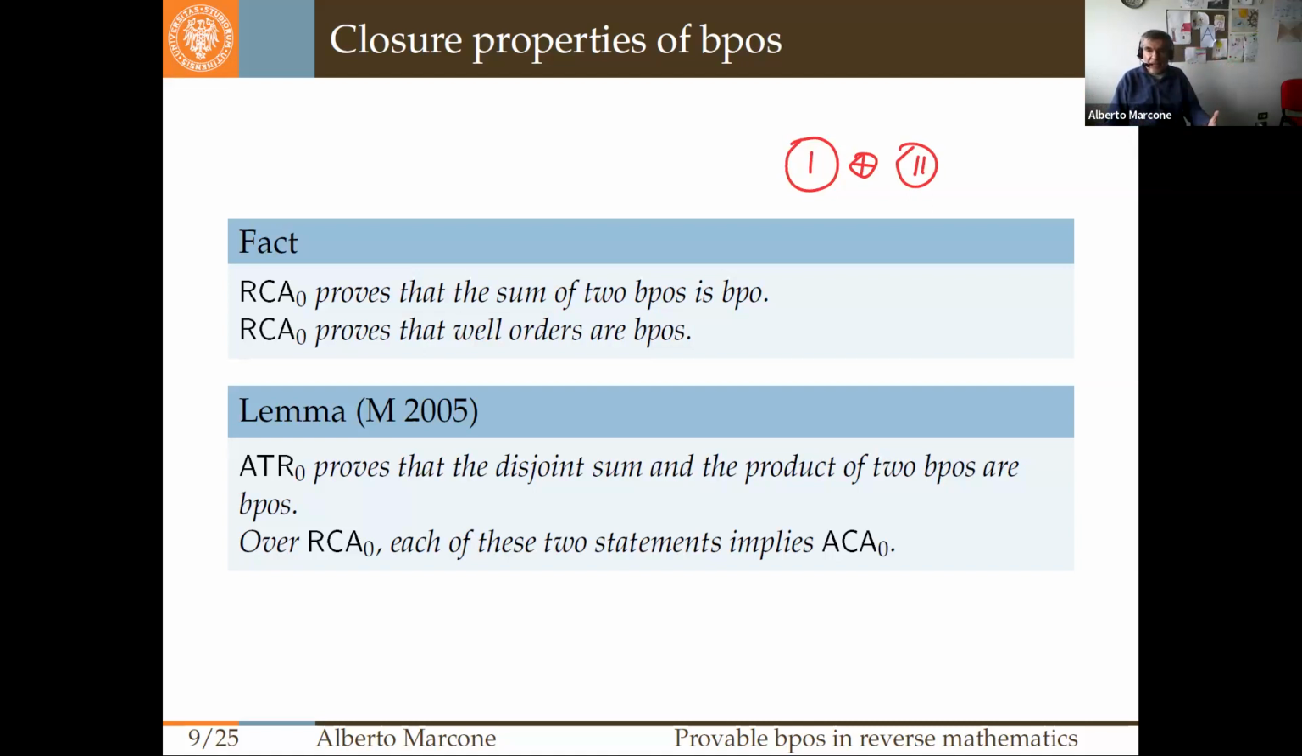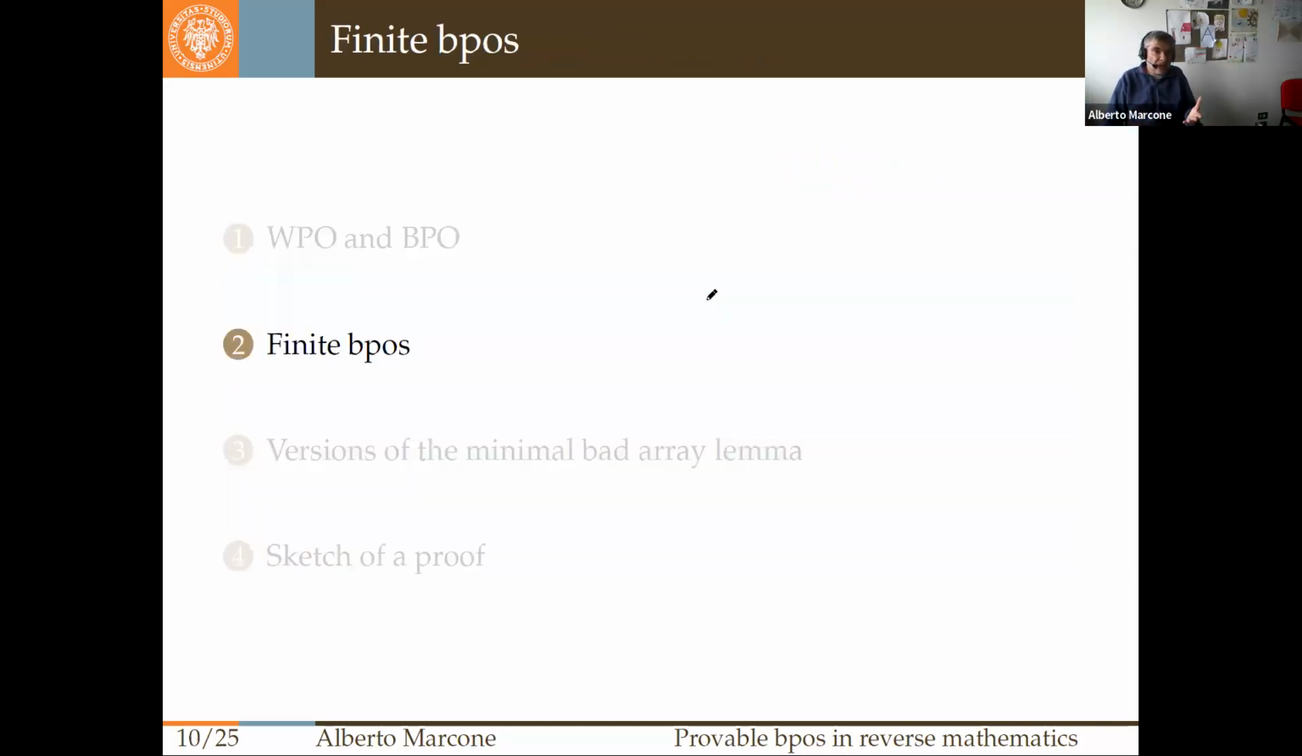And proving that this disjoint sum is a better partial order is quite complicated. It's actually as complicated as showing that the product of two better partial orders is a better partial order. And at the time, I showed that any of those two statements actually implies ACA_0. So it's something that we cannot do even in RCA_0. We already realized this about 20 years ago. We will have some slight improvement of this statement later. But the idea is that even with respect to very simple operations, better partial orders can be a little bit harder to deal with.